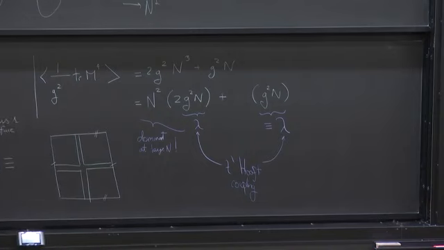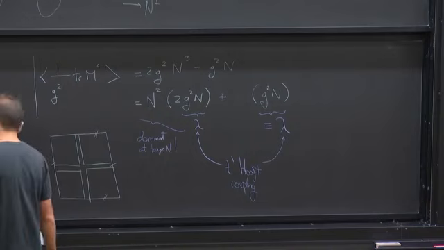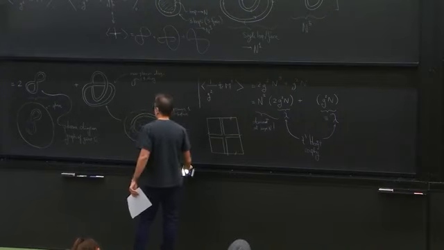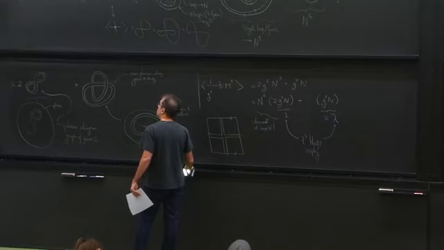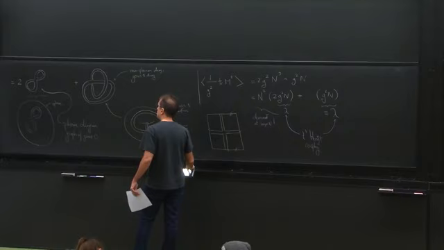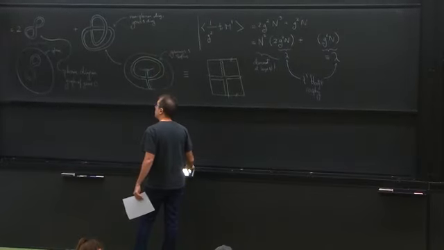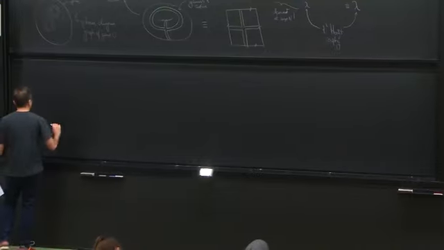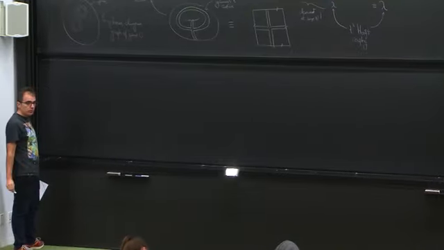Now, let's work out one more. Yeah, I have time. Let's work out one more example. And after working out this example, we will prove a general theorem. Let's work out another example. Let's suppose now I have the cubic coupling. We did the quartic coupling, let's do the cubic coupling. Okay, so let's do that.